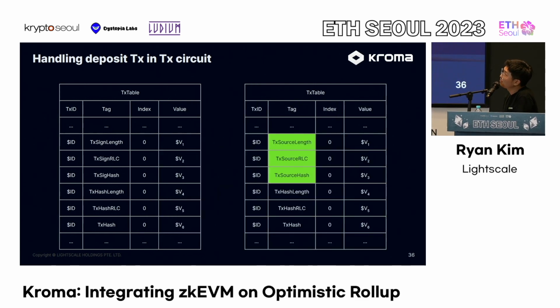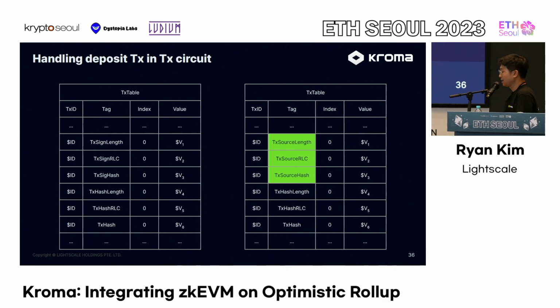In the case of a deposit transaction, as I said before, it doesn't involve signature verification, and it computes something called source hash. So for typical transactions, meaning transactions other than deposit transactions, we can reuse the transaction circuit. But in the case of deposit transaction, we need to replace the transaction source hash values with some parts related to the transaction signature part. That's done. With these two modifications, you can combine zkEVM on top of the Optimism framework without that much engineering cost.